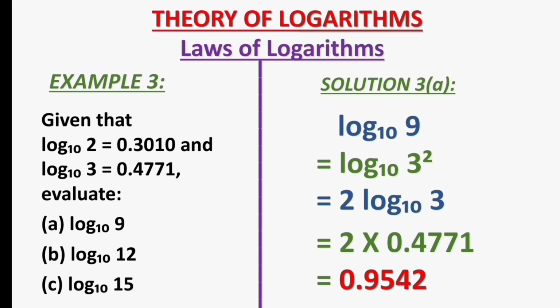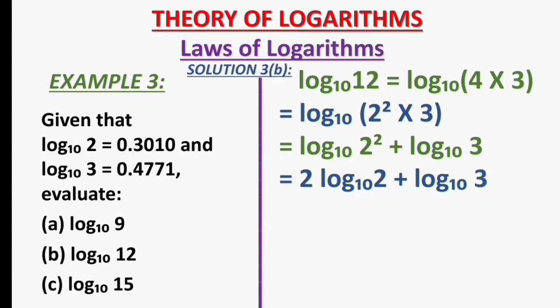Next, let's see the solution to question 3B. For question 3B, the logarithm to the base 10 of 12 can be simplified into the logarithm to the base 10 of 4 times 3, which gives us the logarithm to the base 10 of 2 raised to power 2 times 3. Applying your laws of logarithms, this will simplify into the logarithm to the base 10 of 2 raised to power 2 plus the logarithm to the base 10 of 3. In other words, the logarithm of a product is equal to the addition of the separate logarithms. When we simplify this, we have 2 multiplying the logarithm to the base 10 of 2 plus the logarithm to the base 10 of 3.